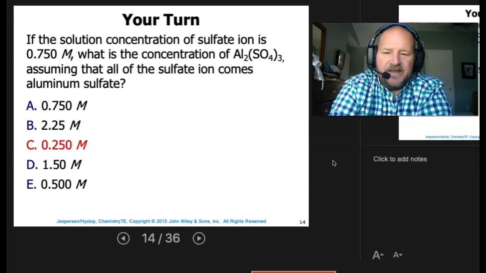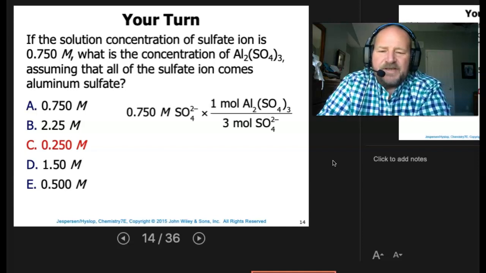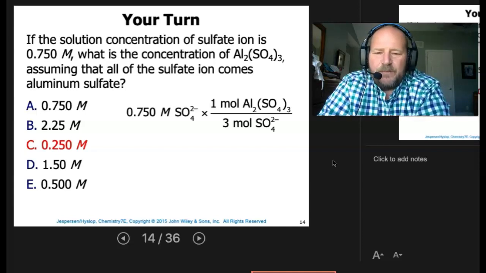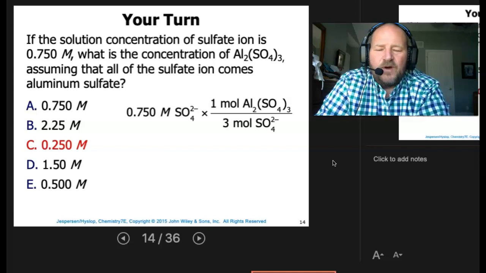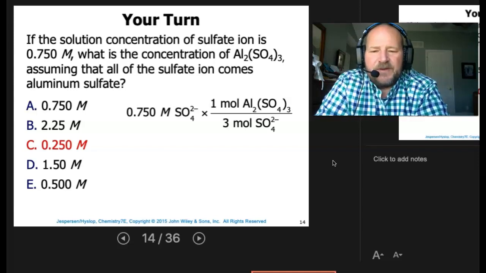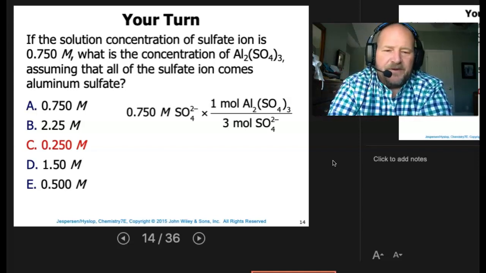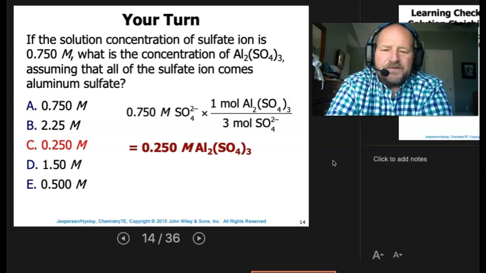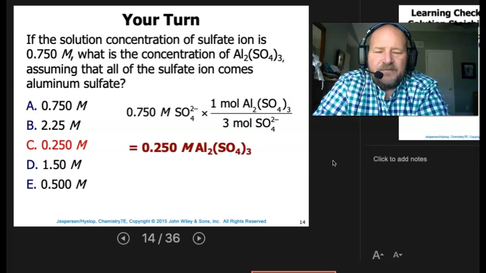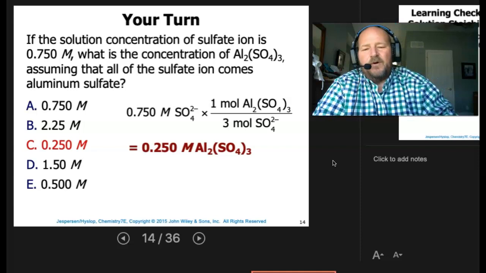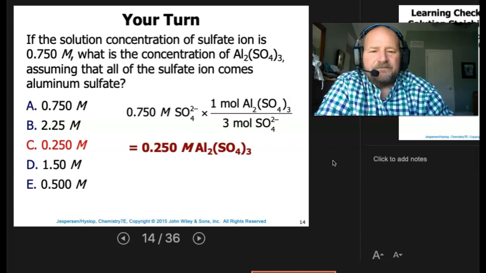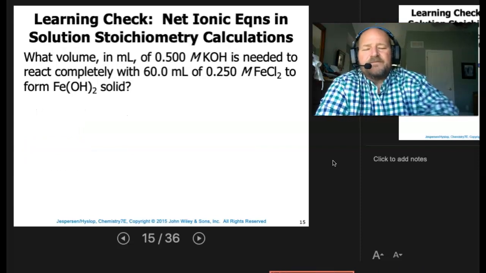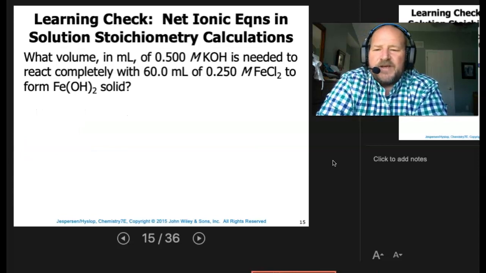And the way we would have done that is we're going to take 0.750 molar sulfate times 1 mole of aluminum sulfate for every 3 moles of sulfate. So we're going to divide by the 3 moles. Moles of sulfate will cancel out, and we'll be left with 0.250 molar aluminum sulfate. All right. Net ionic equations and solution stoichiometry calculations.